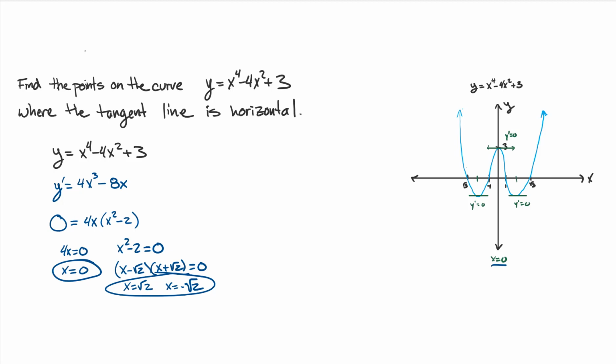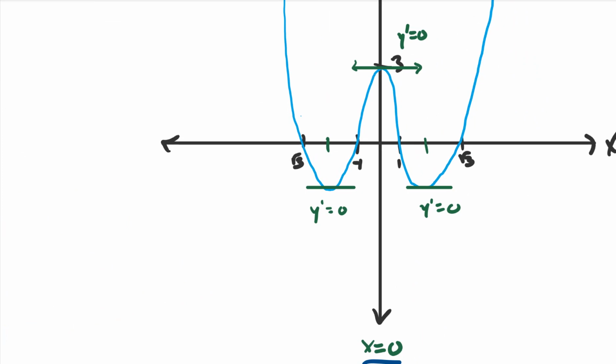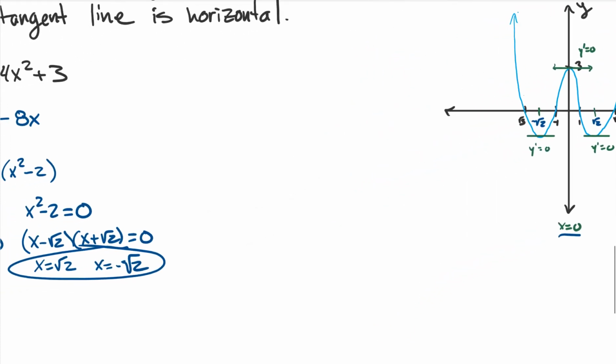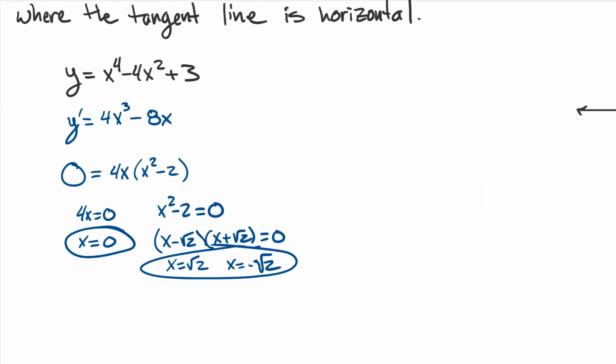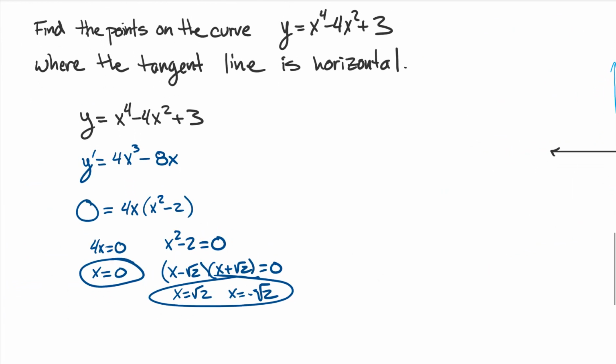So we found at x equals 0, the slope of the tangent line is equal to 0. And then these two points in here, I think this one is going to be negative root 2, and this one's going to be positive root 2. And that's where this is occurring. So the question asks us, find the points. So let's go get those points.